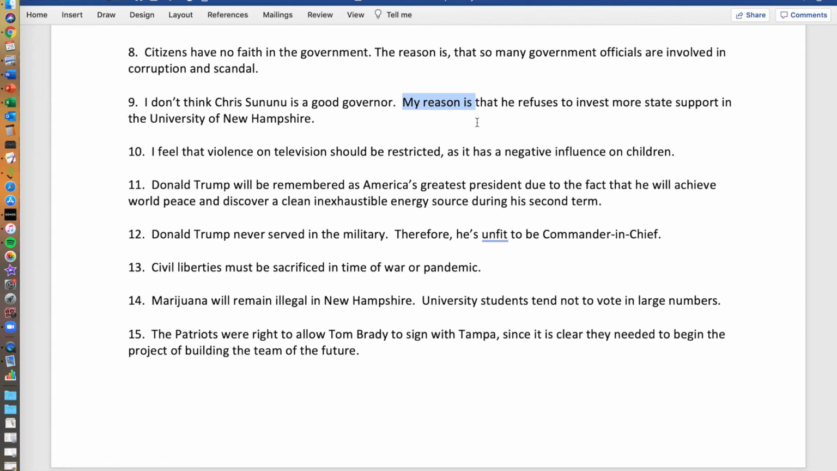My reason is that he refuses to invest more state support in the University of New Hampshire. That functions as evidence. You can go and look up maybe newspaper reports about the governor's budget, see that the University of New Hampshire funding has either gone down or remained the same, but not gone up, right? And so that's evidence in support of the opinion, the value claim, if you will, that Chris Sununu is not a good governor. So in this case, we do have an argument, and indeed, the claim is, I don't think Chris Sununu is a good governor.